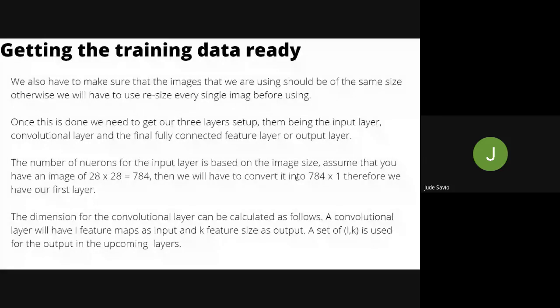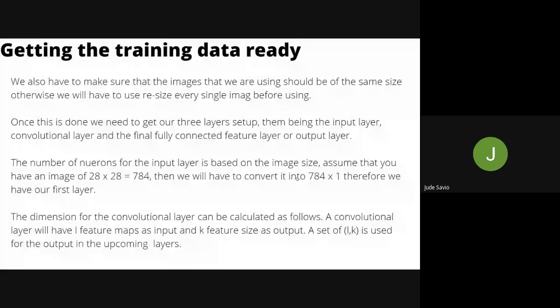So moving on, we also have to make sure that the images that we are using are of the same size. You cannot use one image of 28 cross 28 pixels and another image being 50 cross 50. CNNs are usually fine because the higher the pixel density, the higher your contribution to accuracy, right? So we get our 3-layer setup or the softmax layer. Finally comes the output layer.